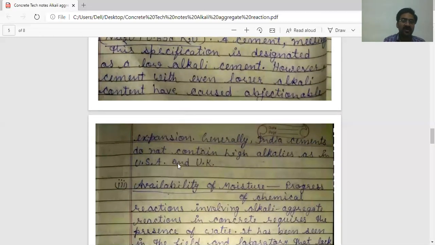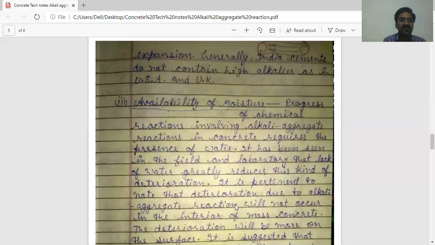Generally, Indian cements do not contain high alkalis as in USA and UK. And the third factor is availability of moisture. Progress of chemical reactions involving alkali aggregate reaction in concrete requires the presence of water. It has been seen in the field and laboratory that lack of water greatly reduces this kind of deterioration.